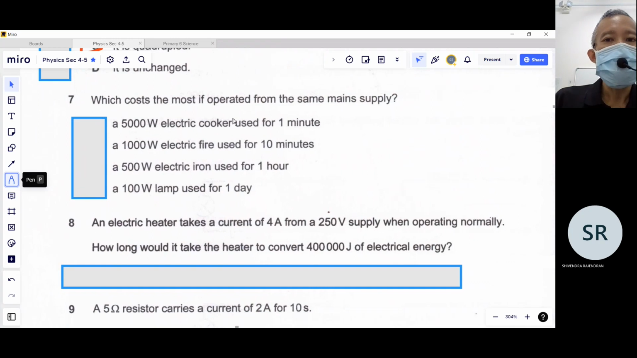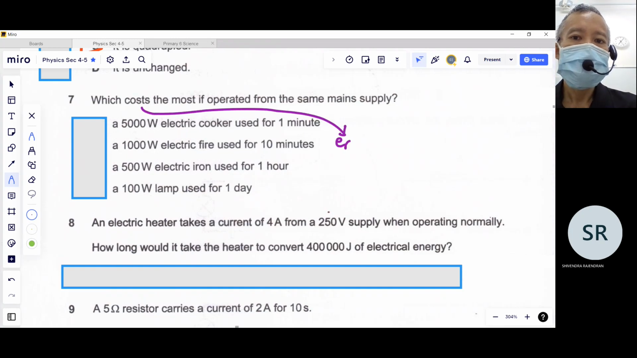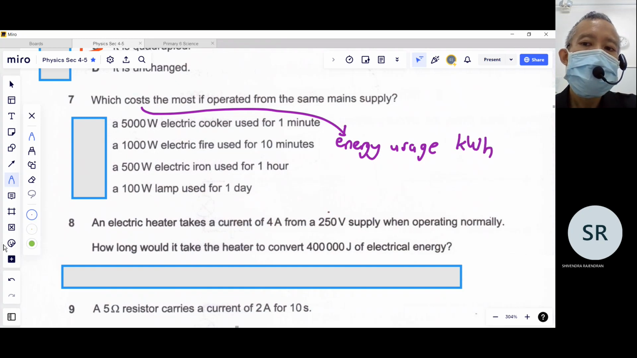Which course is most expensive, operated from the same mains supply? For good practice, cost is dependent on what? It's dependent on energy usage. The more energy you use, the more you have to pay. It goes without saying. And how do we measure energy usage? As I said, we don't use SI units. Instead, we use kilowatt hour.